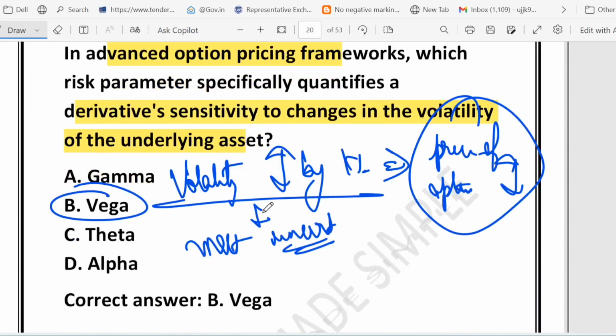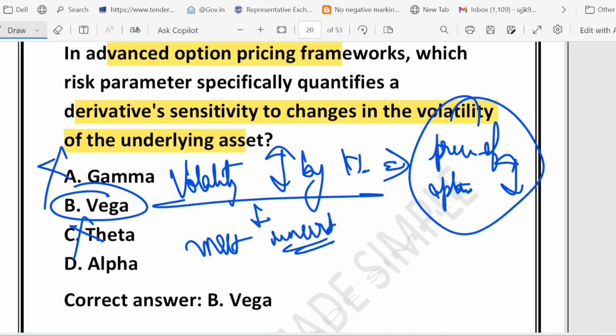That's wrong, because gamma measures how much the delta of an option changes when the underlying asset price moves. You can think of gamma as the acceleration of delta. For example, if the delta changes fast when the stock price moves, gamma is high, but it has nothing to do with sensitivity to volatility. So it is not the correct answer. Gamma is wrong. What about theta?